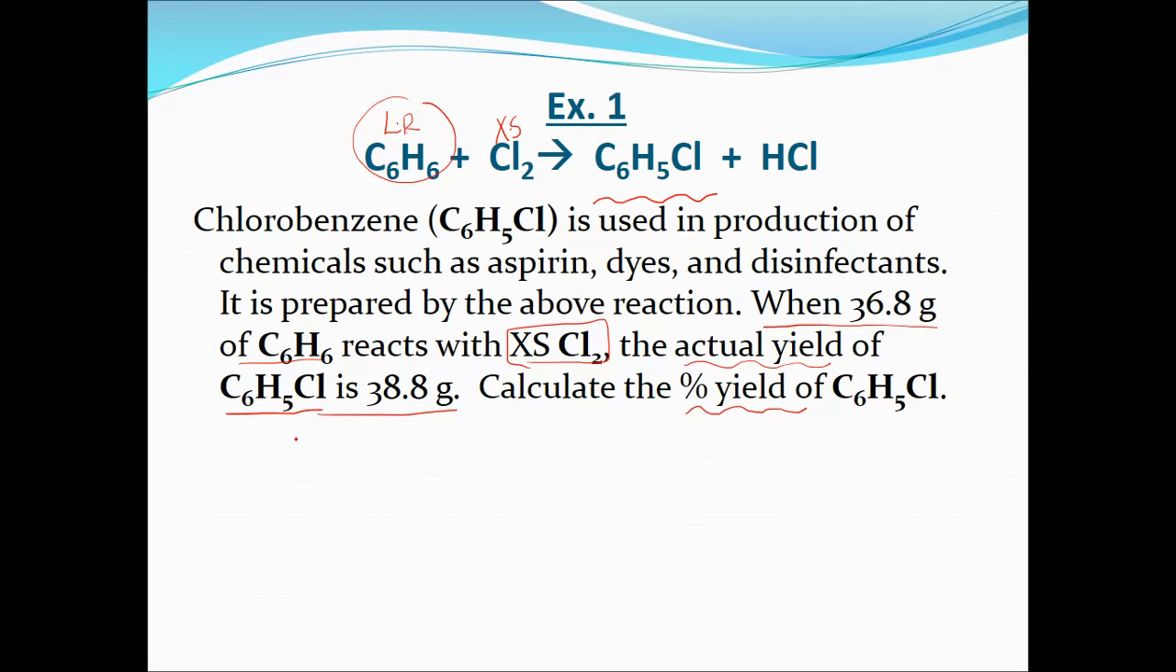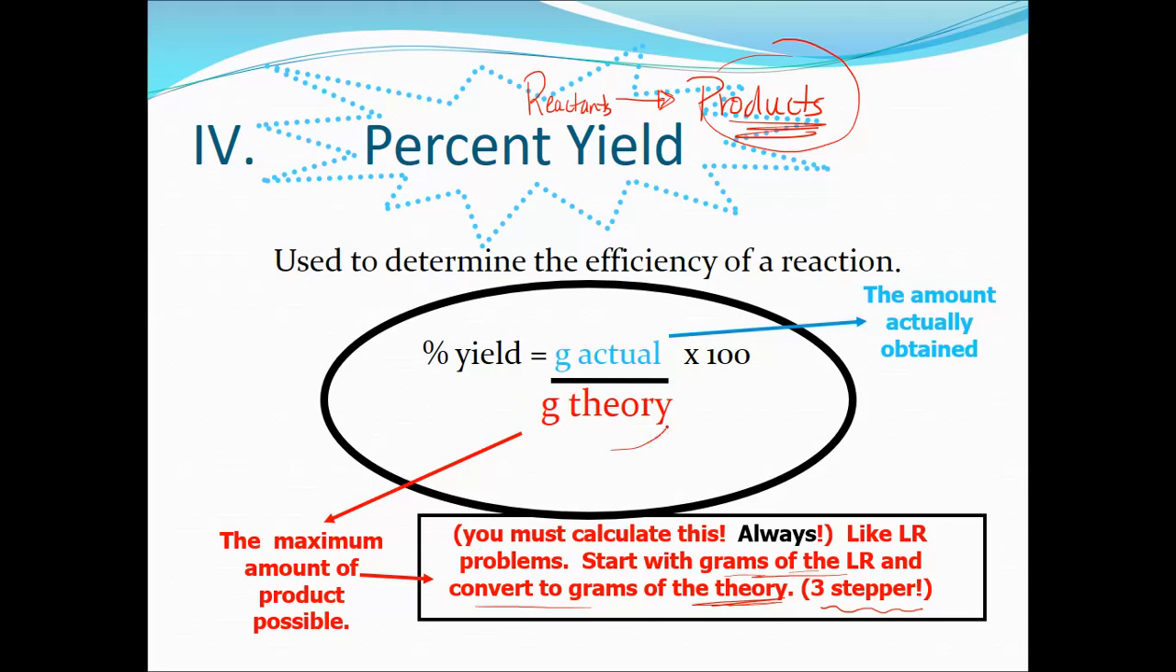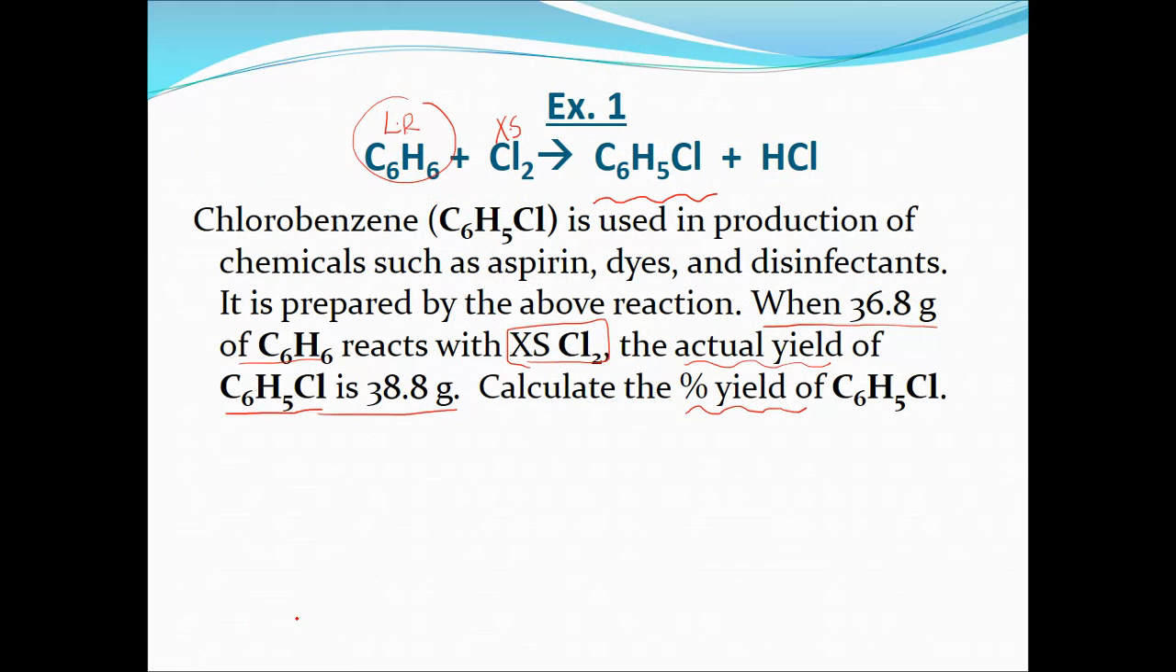Now, why is that important? Remember, on the last slide, I told you to find your grams theory, you have to start with grams of the limiting reactant. That's going to be what you start with to help you figure out grams theory. And you're going to convert it to grams theoretical of whatever substance they're asking you about in the percent yield problem. So I'm going to label these as we go. I'm going to call this the grams theory calc, for grams theory calculation.